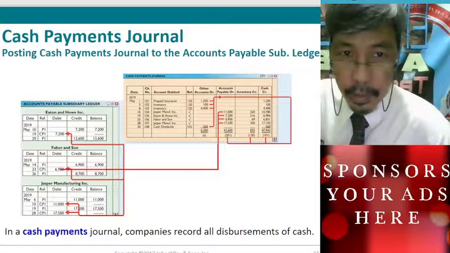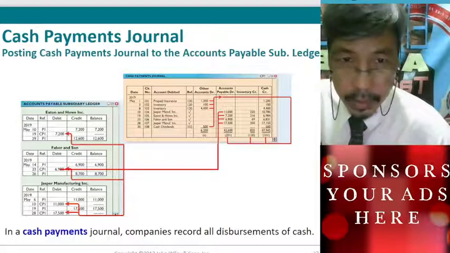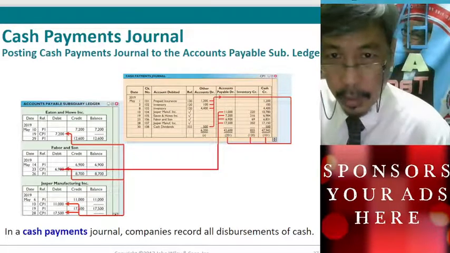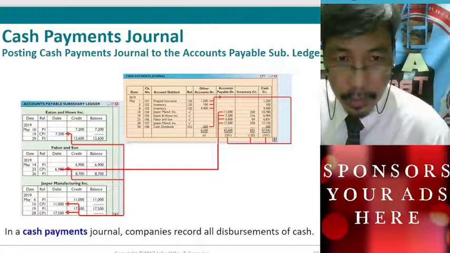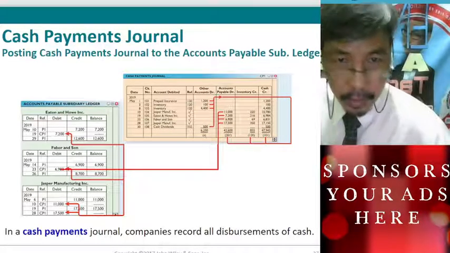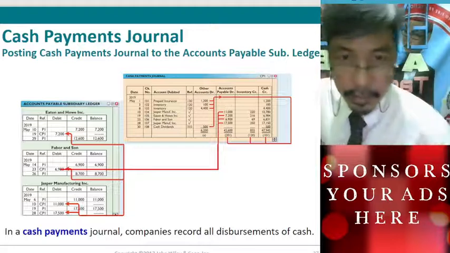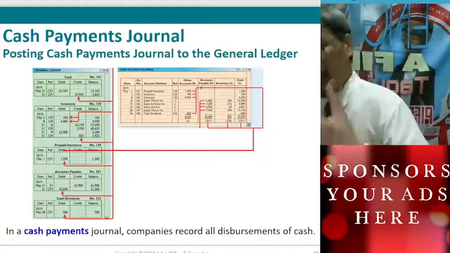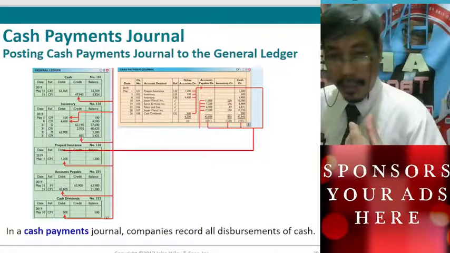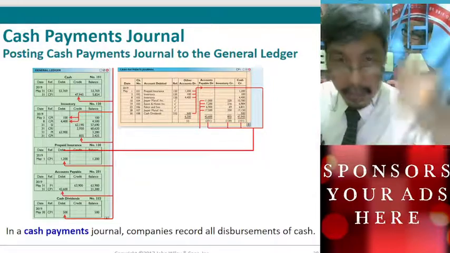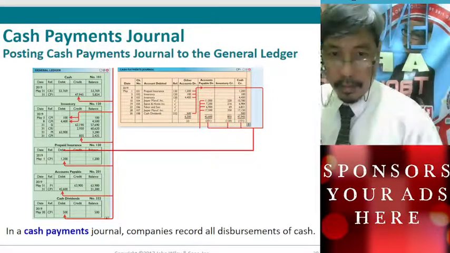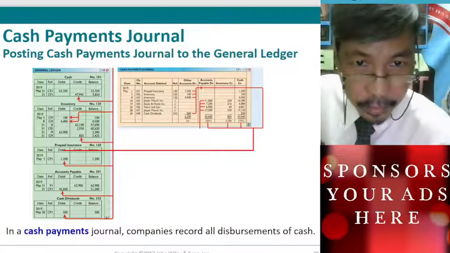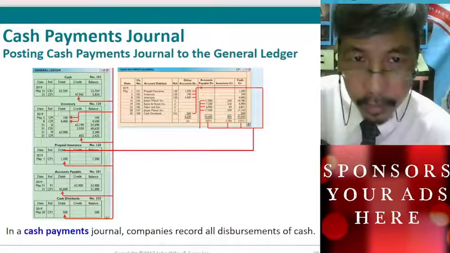Cash payments journal, posting cash payments journal to accounts payable, subsidiary ledger. So in cash payments, from our purchases, in the cash payments journal companies record all disbursements of cash, wherein cash is released. So cash is received: cash receipt, cash receipt, cash receipt. Cash released: cash payment. So you have opposite ways there. Companies record all disbursements of cash.